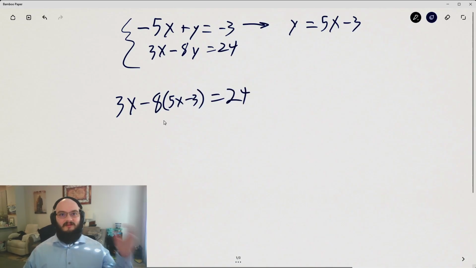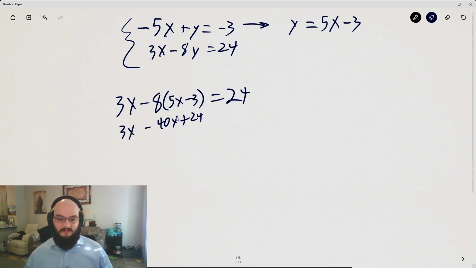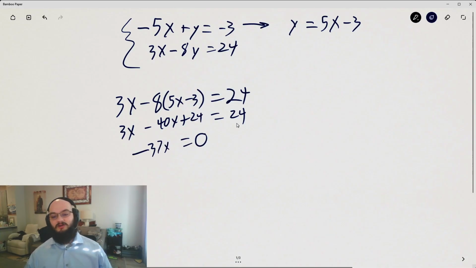Next, we solve it like a linear equation. Distribute this negative 8, we have negative 40x, and this will be positive 24. 3x minus 40x plus 24 is equal to 24. Now we subtract 24 from both sides, combine like terms. Negative 37x is equal to 0. This means x is going to be equal to 0 when we divide both sides by 37.